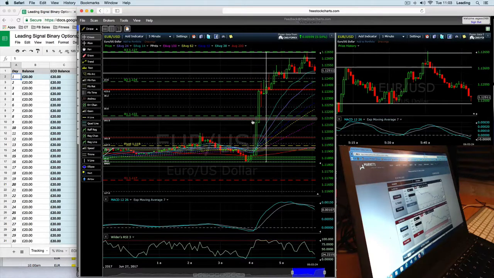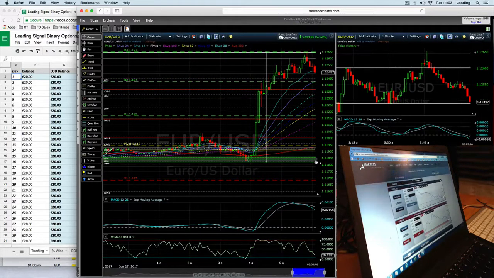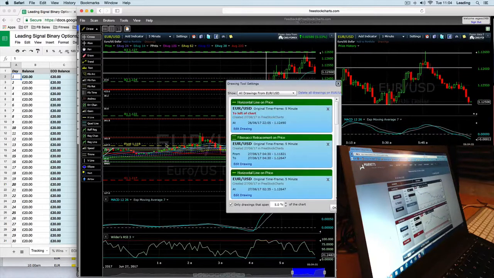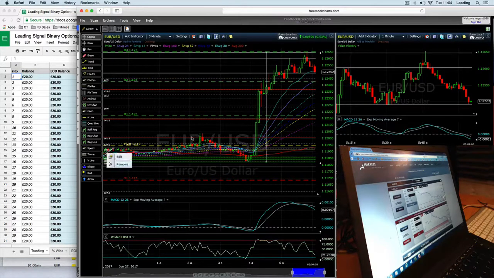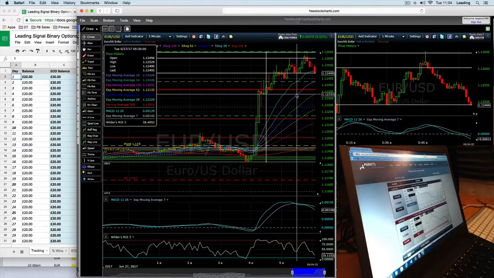And I wouldn't trade a bounce off that either, just because the MACD is looking like that. The MACD is expanding to the downside, so I wouldn't take a call there on that bounce. Possibly get something a bit lower. Let's have a look actually to see. Yeah, possibly here. Not sure though. 38.2.